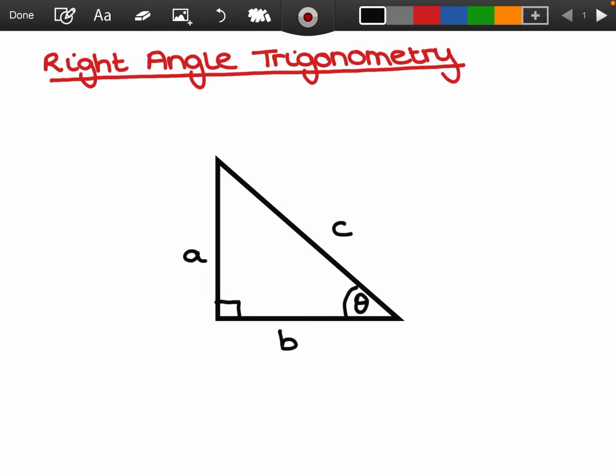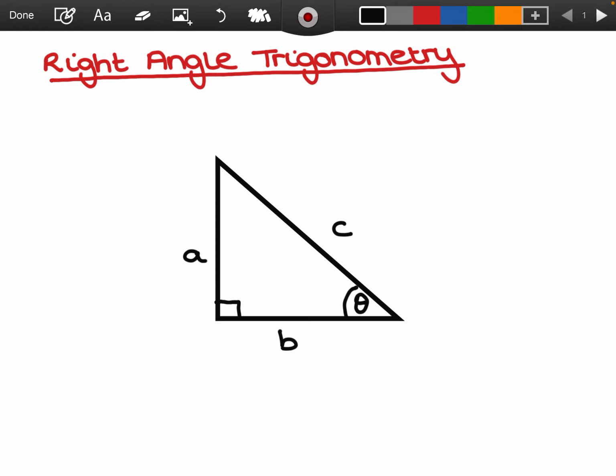In today's video, we're going to start looking at some right angle trigonometry, and this is where we start looking at our trigonometric functions, so sine, cosine and tangent and their reciprocals. And we're going to be sticking with these functions for the rest of the course, but we'll introduce them today.